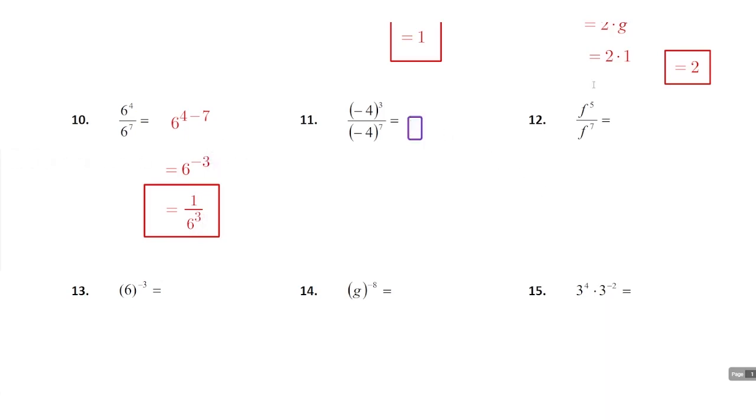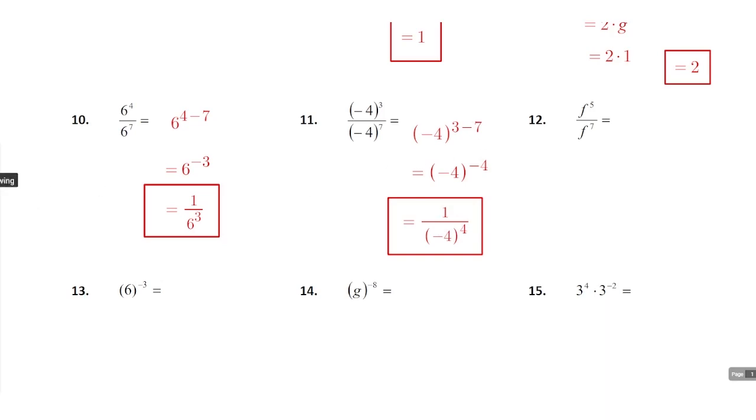For number 11, we're going to have negative 4 to the power of 3 minus 7, which is going to be negative 4. So we have negative 4 to the power of, well, negative 4. And so if we want to rewrite this using a positive exponent, we're going to have 1 over negative 4 to the positive 4th power. And we can just leave it like that. You could use a calculator to calculate this, by the way, but I'm just trying to focus on the exponent rules here.